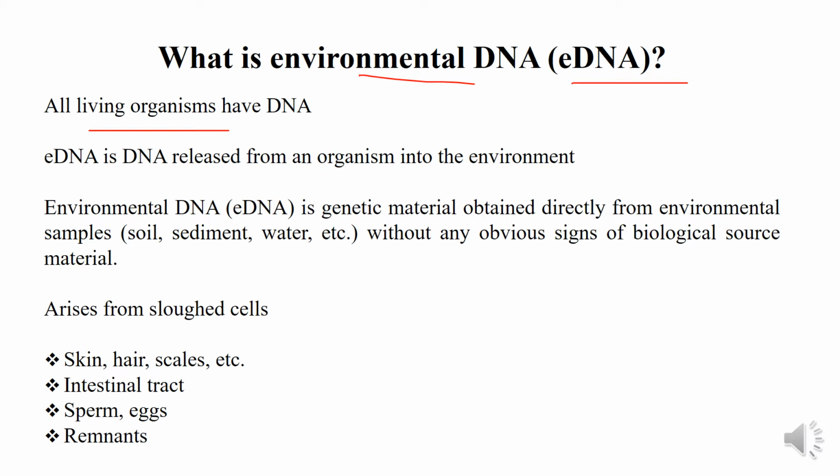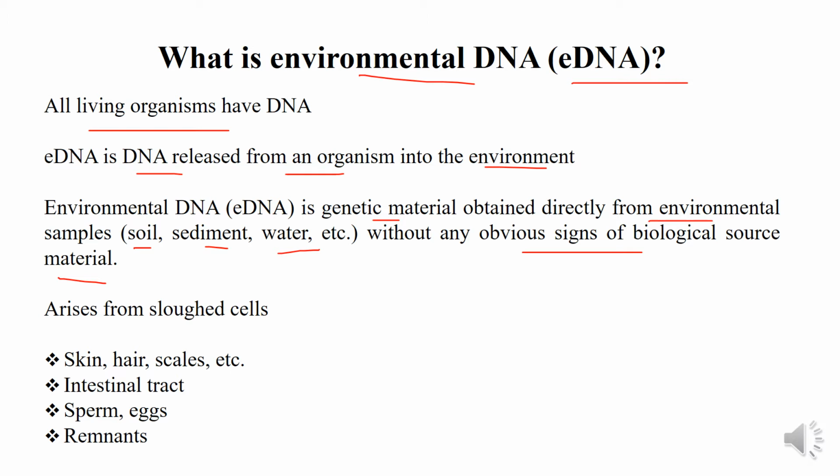So eDNA is basically DNA released from an organism into the environment. It could be the DNA coming from the genetic material, directly or indirectly released into the environmental samples. The sample may be a soil sample, a sediment sample, or a water sample, without any obvious sign of biological source material. So there is no need to capture that particular species, and no need to take the sample from that particular individual or organism, like a blood sample or a tissue sample.